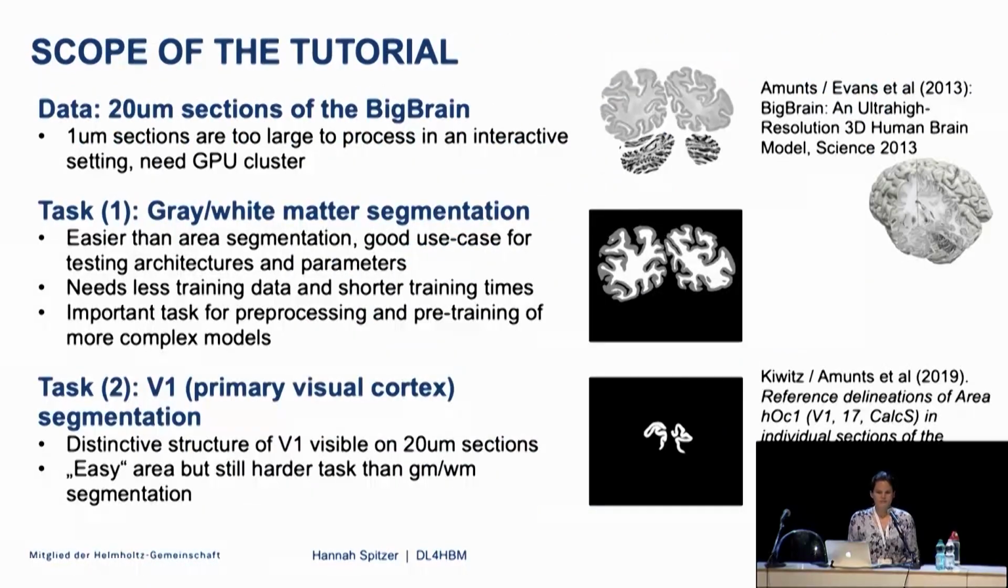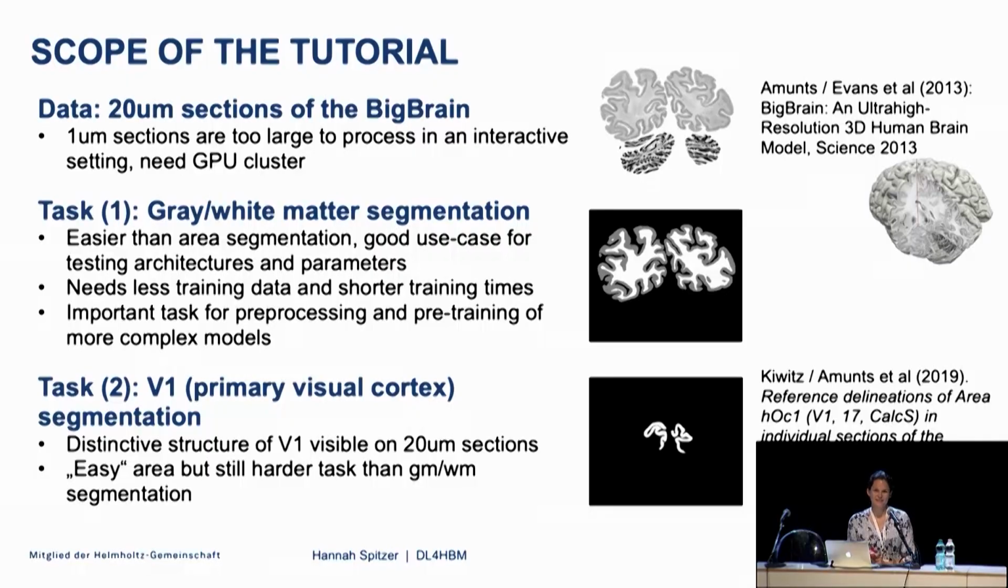So in this tutorial, I would like to use the 20 micrometer data of the BigBrain. The BigBrain is a publicly available brain volume that has been 3D reconstructed, and every section of the BigBrain is available in a 20 micrometer resolution. The reason why I'm using the 20 micrometer sections here as opposed to 1 micrometer resolution sections is just that if you have a 1 micrometer resolution section, it gets too large to process in an interactive setting like this.